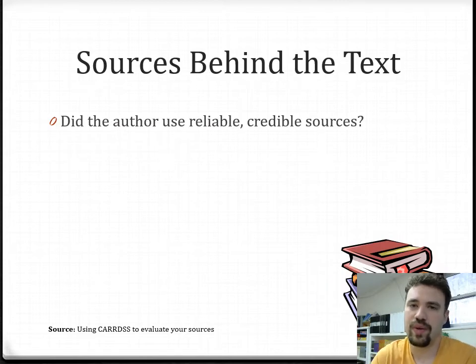All right, sources behind the text, basically meaning, did this author use sources? Were they doing their research? Were they building up an argument based on other information that they found, whether those are primary sources or secondary sources? Were they sourcing their information so that they show that they can be trusted, that they did their due diligence and looked things up and didn't just make it up off the top of their head?